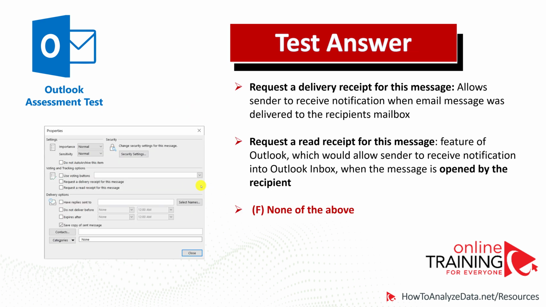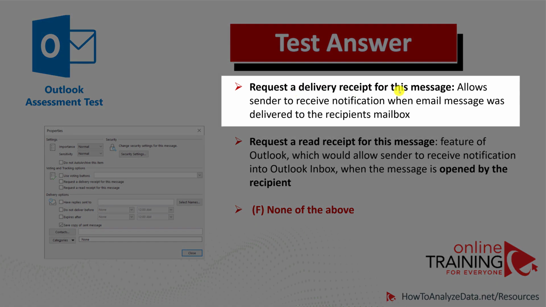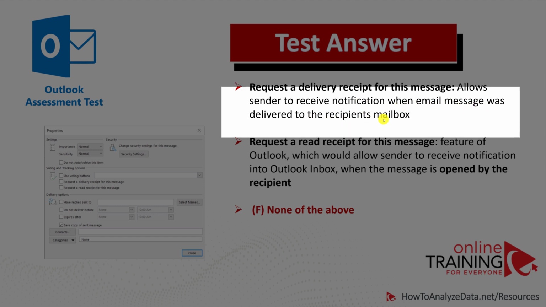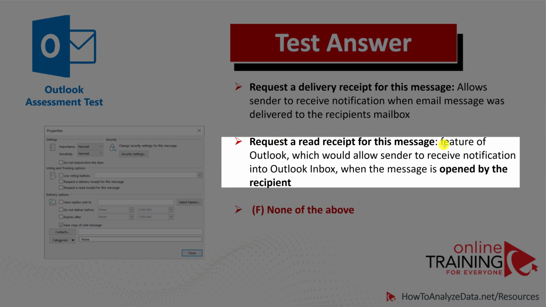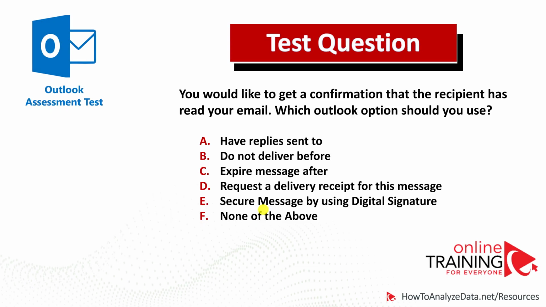the question. Let's recap. There are two choices in Outlook that help you with tracking. Request a delivery receipt for this message, which allows the sender to receive a notification when the email message was delivered to the recipient's mailbox, as well as request a read receipt for this message, a feature of Outlook which would allow the sender to receive a notification into the Outlook mailbox when the message was opened by the recipient. Because the second choice is not listed here as one of the valid choices, the correct answer to this question is none of the above. That was a tricky question with 6 possible choices.